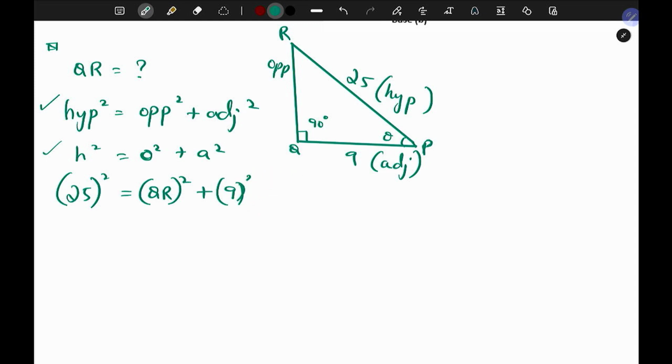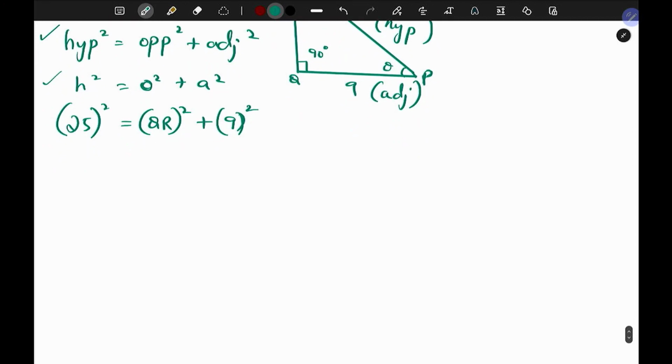Easy. Now you just multiply. Square doesn't mean 25 twos or 9 twos, a simple common mistake done by most people. Square means you multiply that number by itself, so that means 25 into 25. What is 25 into 25? It's a simple multiplication. The answer is going to be 625.